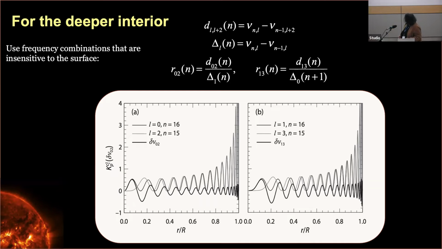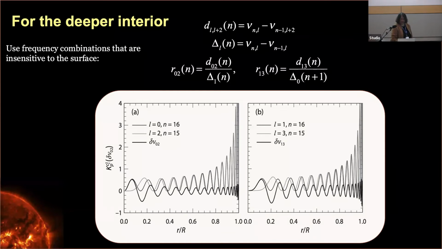And what I show in the figure is, I wish I had made this a color figure. So these gray lines are the kernel functions for the nu n and the nu n-1, l+2. And you can see that the kernel functions are mainly sensitive to the surface, not too sensitive to the core. But the thicker solid line, which is basically this combination, has much more sensitivity to the core. So at some point, I'll be using this.